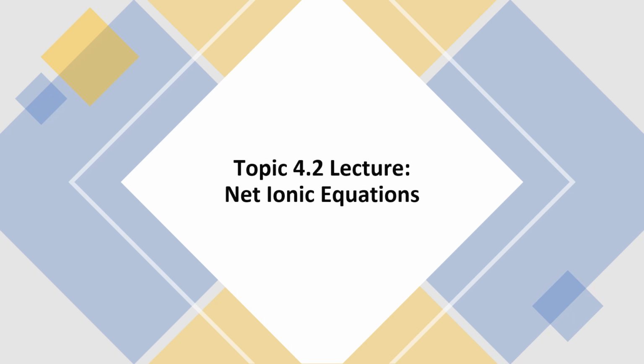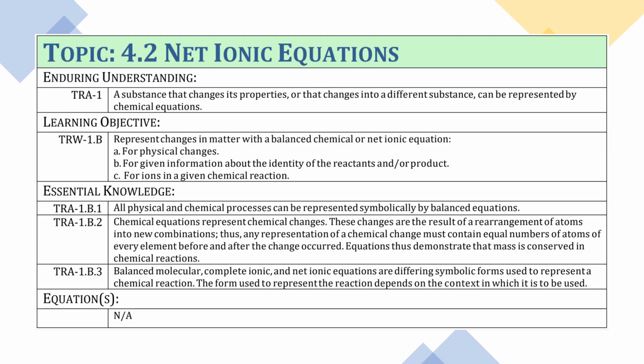Hi guys, this is topic 4.2 for AP Chemistry, net ionic equations. Hopefully got your attention. The objective is to be able to represent changes in matter with a balanced chemical or net ionic equation for physical changes, for the given information about the identity of the reactants and/or products, and for ions in a given chemical reaction.